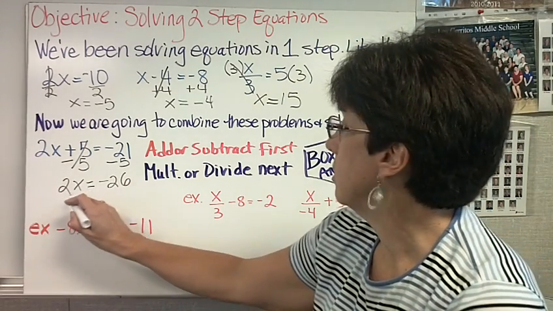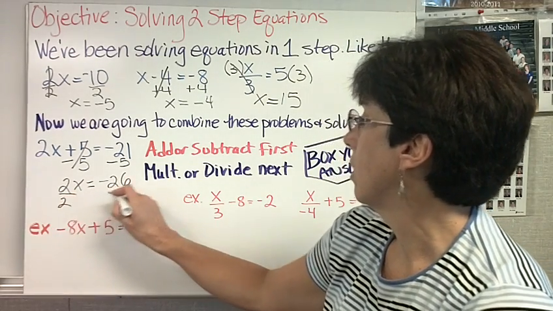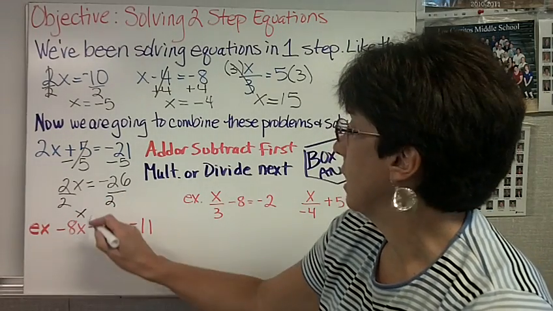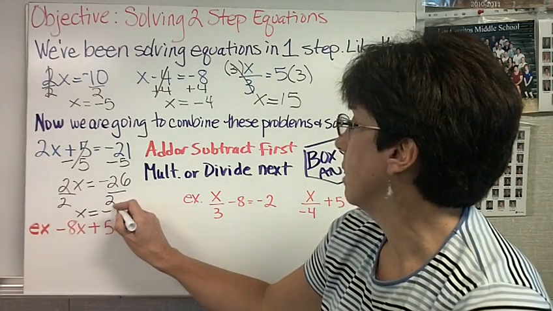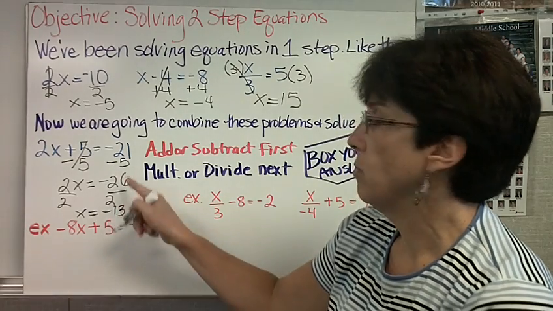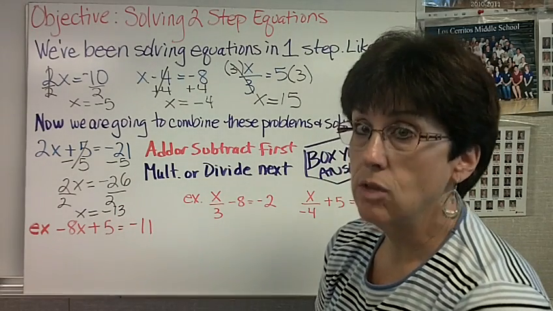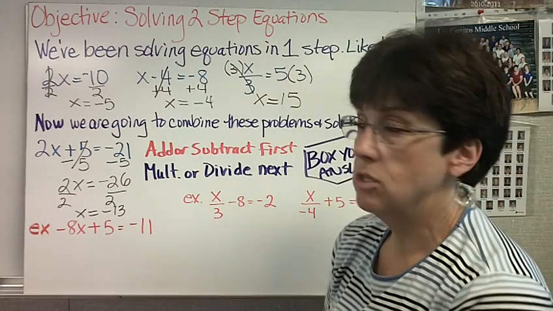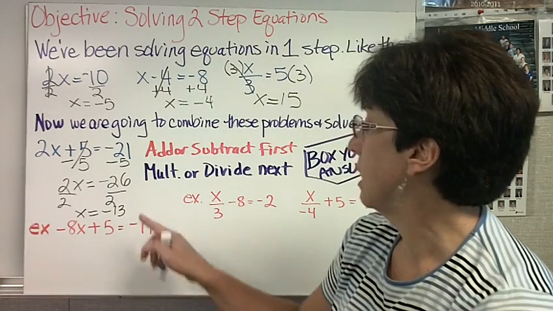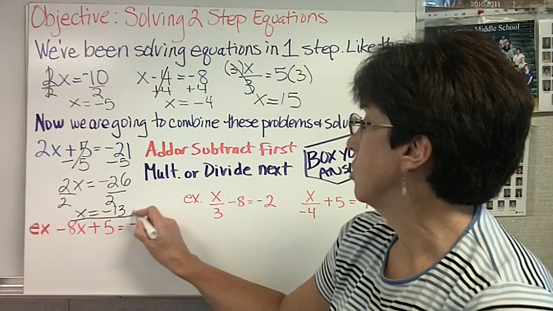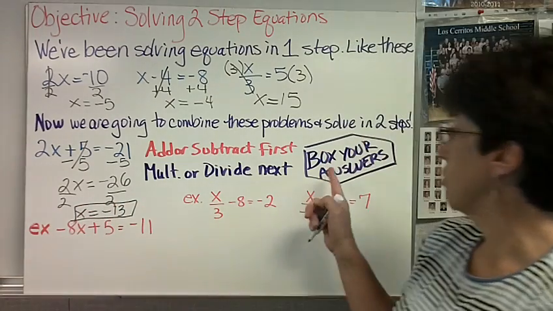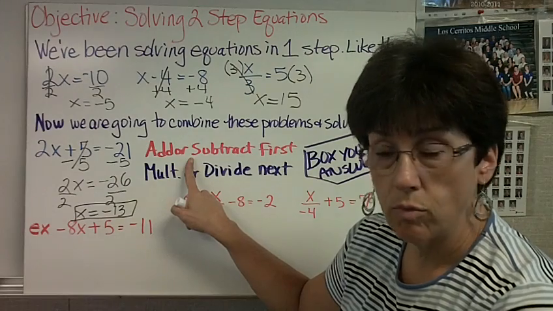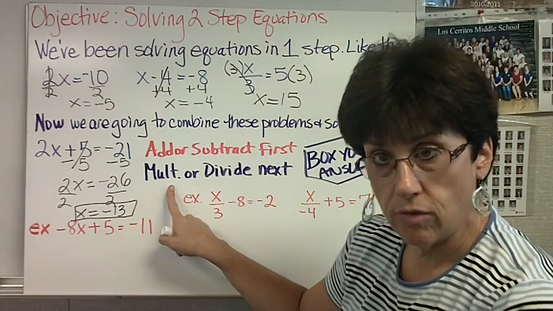The inverse will be division. Divide by 2, x equals -13. Because remember, in division, if the signs are the same, that's how you get a positive number. It's not like addition and subtraction. Here the signs are different, so we get a negative answer. And I want us to remember to box our answers. Box your answers. So we're going to add or subtract first, whatever the inverse operation is, then multiply or divide.